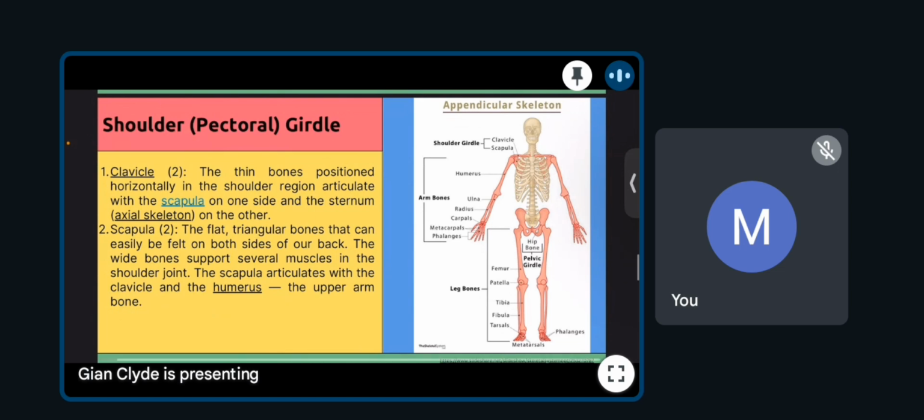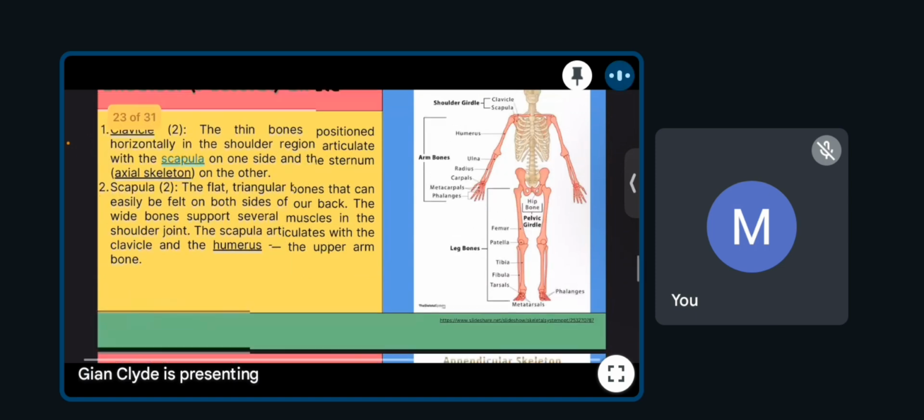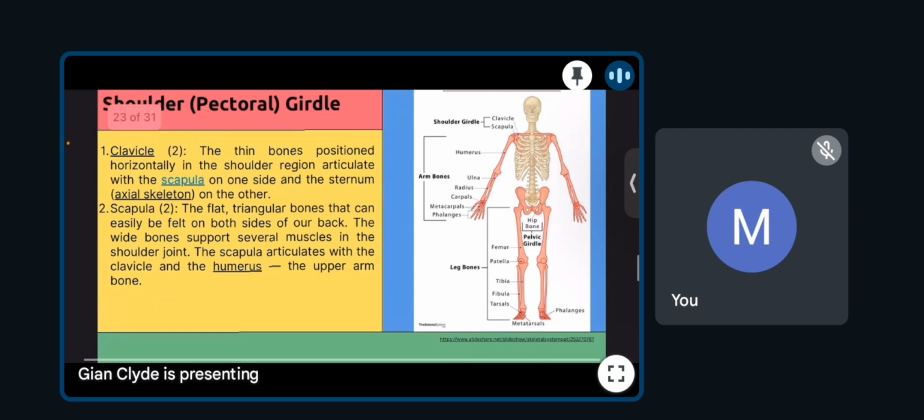Next is the scapula. We have two scapula. It is the flat triangular bones that can easily be felt on both sides of our back. The wide bones support several muscles in the shoulder joint. The scapula articulates with the clavicle and the humerus, the upper arm bone.